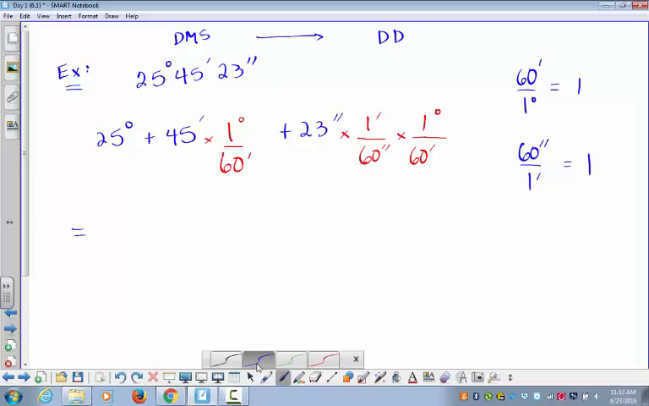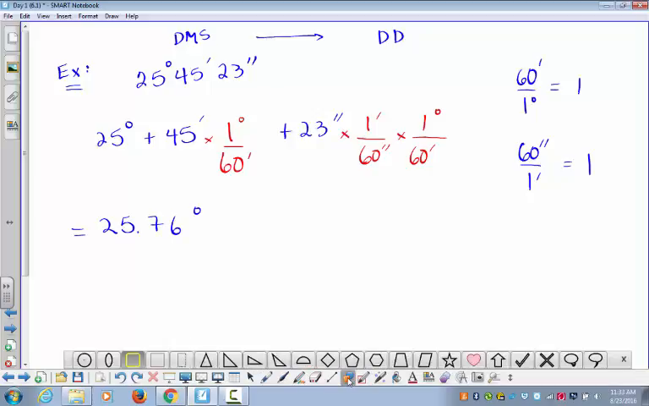All right, so then type all this stuff in. And we end up with 25 plus a fraction of a degree. And if we round to the nearest hundredth, that would be 0.76 for the end. So that's our decimal degree number.